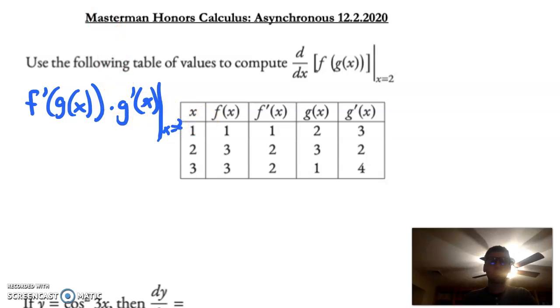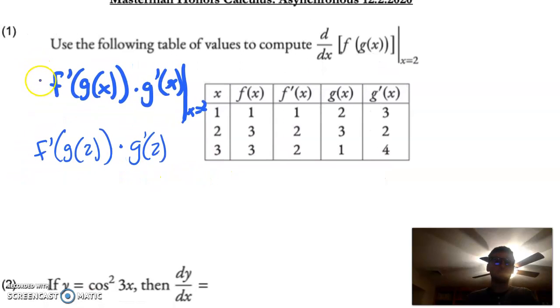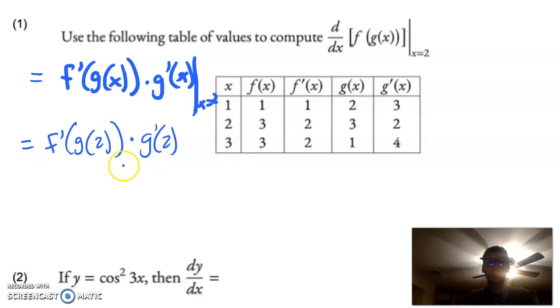Running a little low on space. Let me make my pen a little finer here. Now I'll plug in 2 for x so that I'll be prepared to now use my table to solve. So let's take a look.